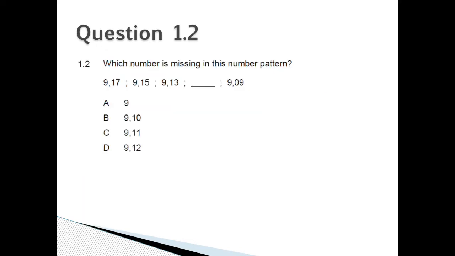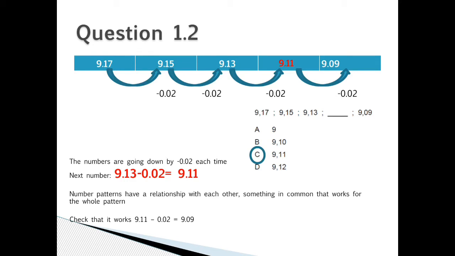1.2. Which number is missing in the number pattern? 9.17, 9.15, 9.13, something, 9.09. Is it A, 9, B, 9.10, C, 9.11, or D, 9.12? The numbers are going down by negative 0.02 each time. So your next number in your sequence is 9.11. Number patterns have a relationship with each other, something in common that works for the whole pattern. You will need to always check that the pattern works. So your correct answer is C, 9.11.